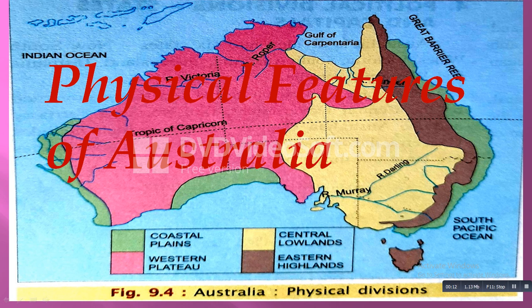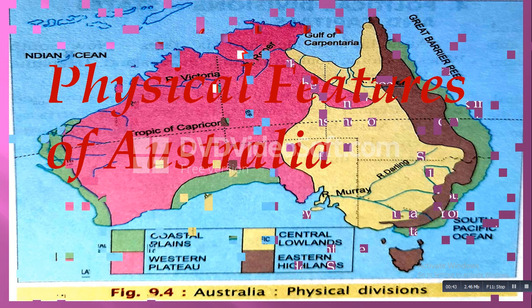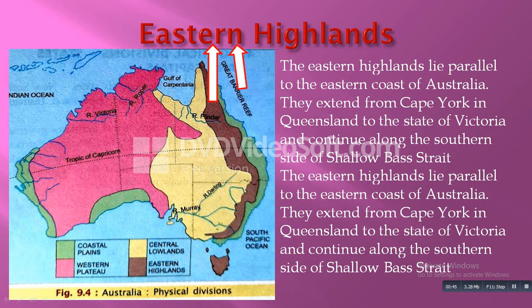Physically, Australia can be divided into four relief regions that are, as written in the picture, Eastern Highlands, Central Lowlands, Western Plateau and the coastal plains. So Australia is physically divided into four: Eastern Highlands, Central Lowlands, the Western Plateau and the coastal plains. Let us start with Eastern Highlands.